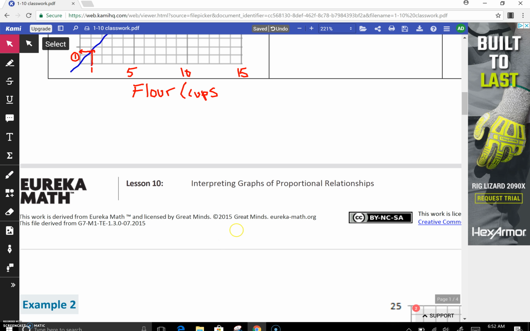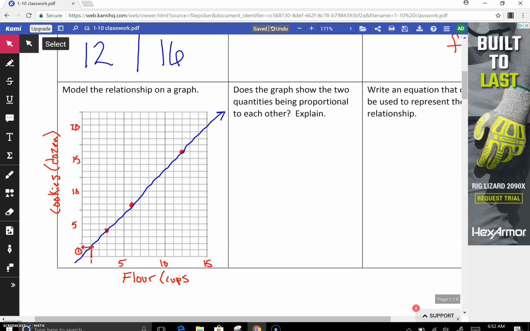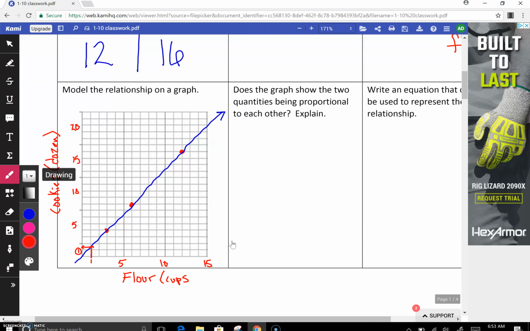We're going to explore a little more with those graphs and figuring out that information live here in class after the notes. Next spot is, does the graph show that the two quantities are proportional to each other? Yes, it does, because it is a straight line through the origin.